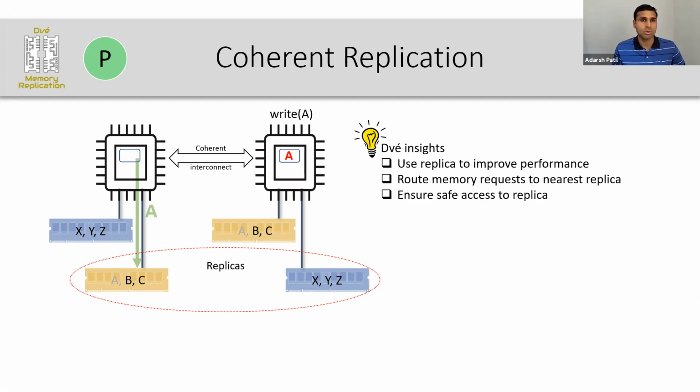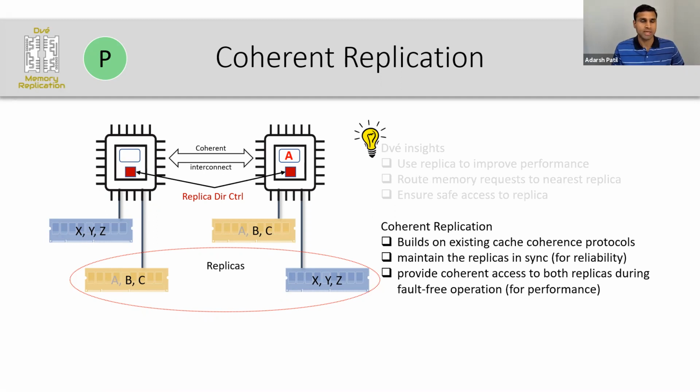But DWE must also ensure safe access to the replica DRAM data. For example, if cache line A is held in dirty state in socket 2's on-chip caches, then access to the replica memory should not be permitted. This is to enforce the SWMR invariant of coherence, that is, single writer, multiple readers. For this, DWE introduces a replica directory, which holds metadata to permit memory access if and only if the replica data is up to date.